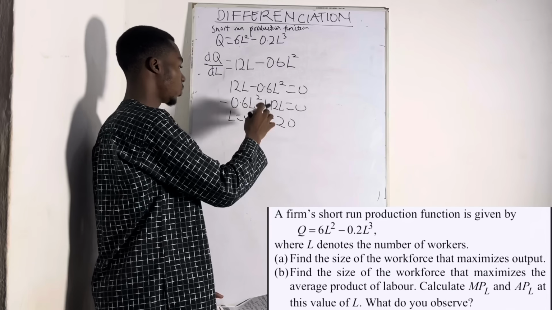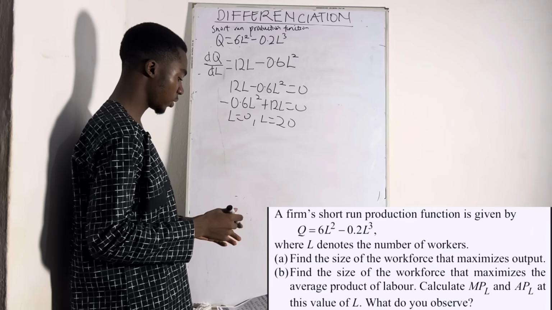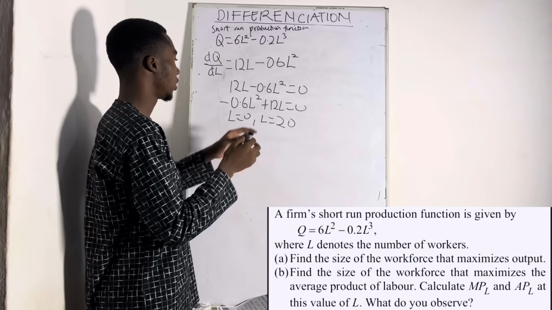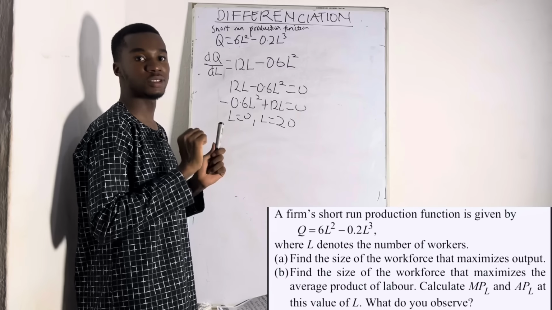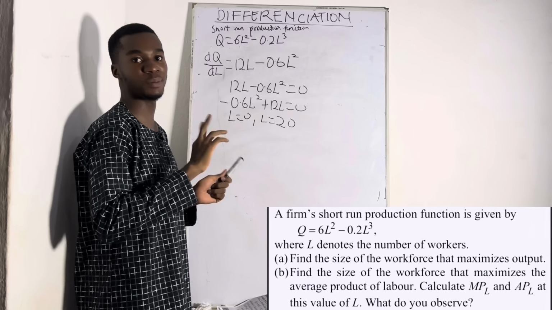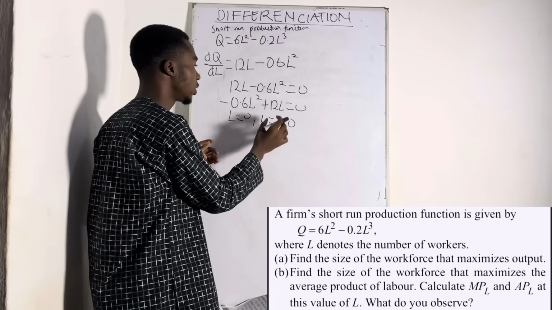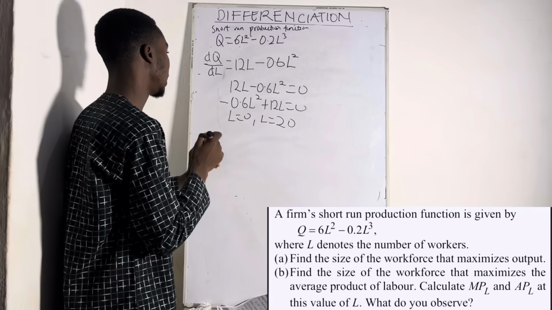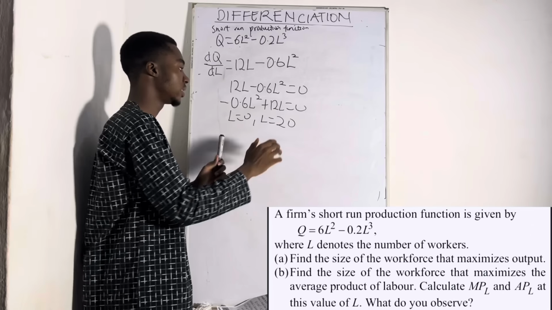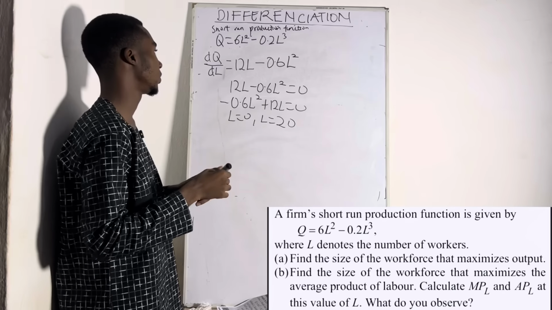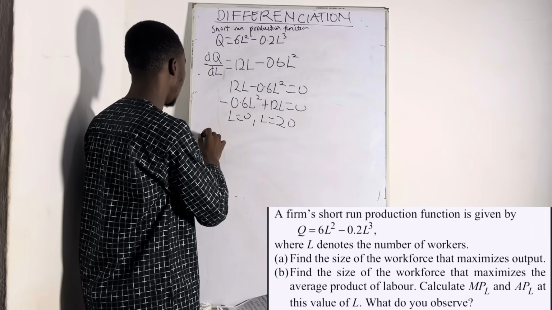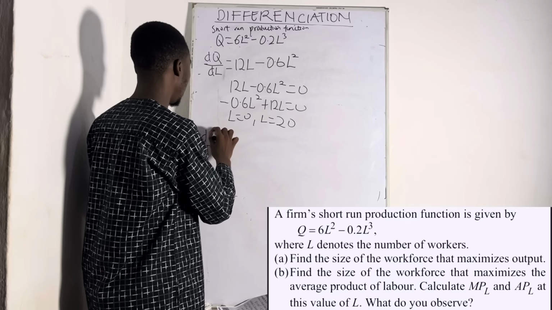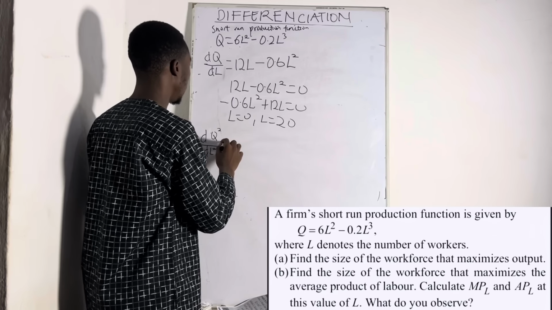Now this L equal to 20 means that the size of the workforce that either maximizes output or minimizes output is 20. You get it? You are only interested in the one that maximizes output, not the one that minimizes. If you want to be really sure that this 20 actually maximizes output, we differentiate for the second time, just like what we've been doing. If we get a negative, then it means this 20 actually maximizes output. So when you differentiate for the second time, we are getting d squared K over dL squared is equal to.